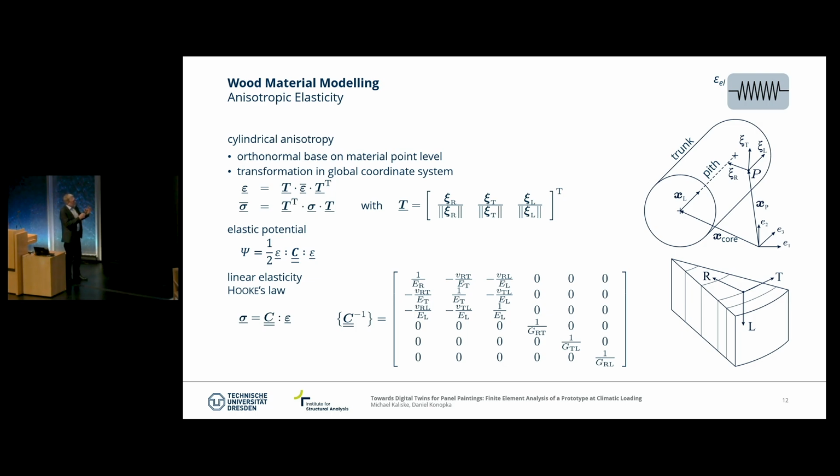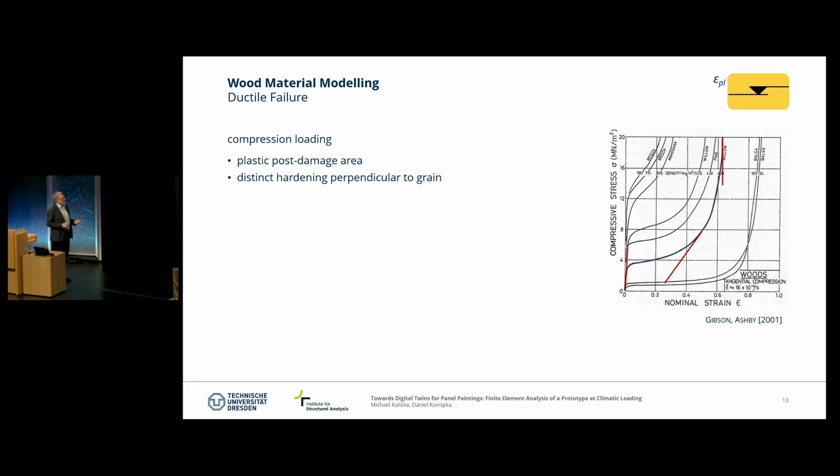We have small strains, which is usually fine for our wooden constructions. We need to describe anisotropy, and due to the annual growing rings, we have a cylindrical anisotropy that has to be used. And we need to distinguish, of course, the different directions, radial, tangential, and longitudinal.